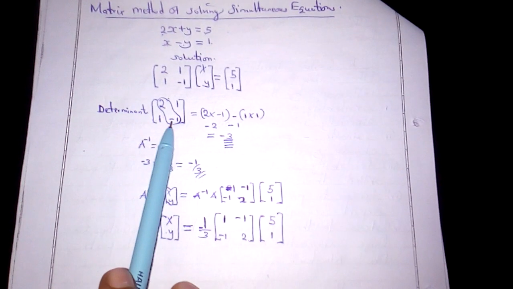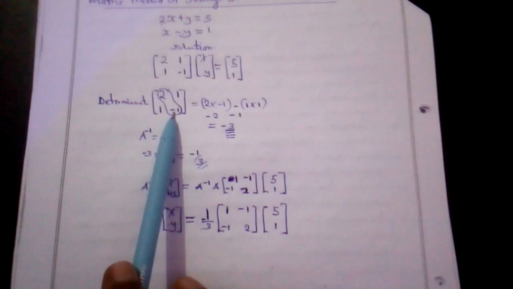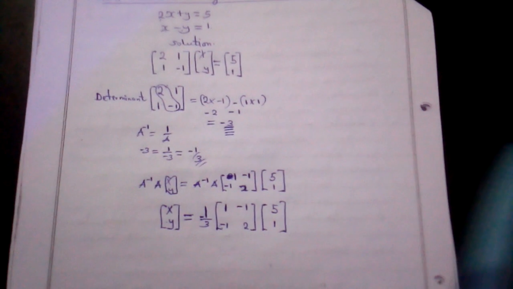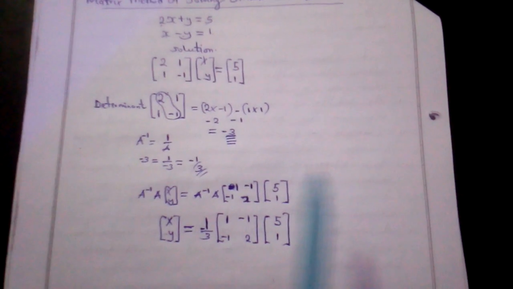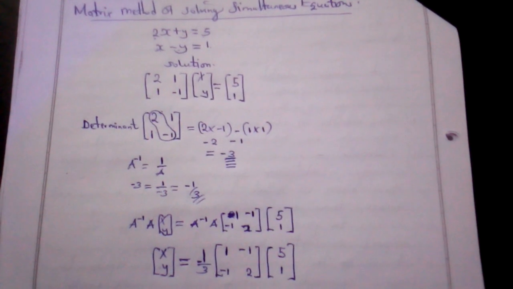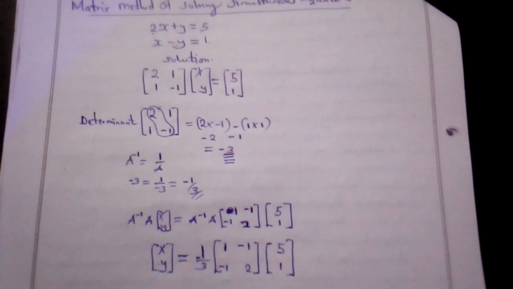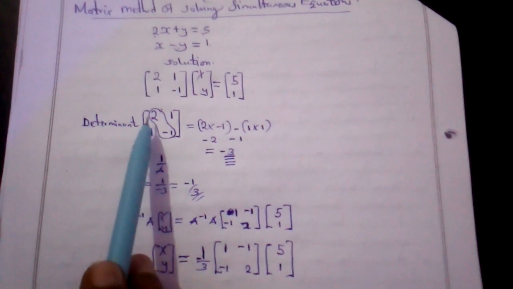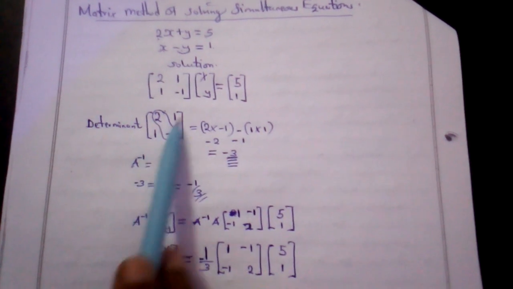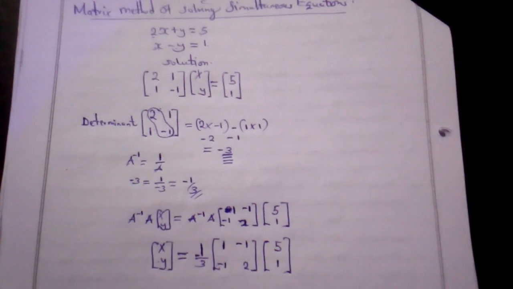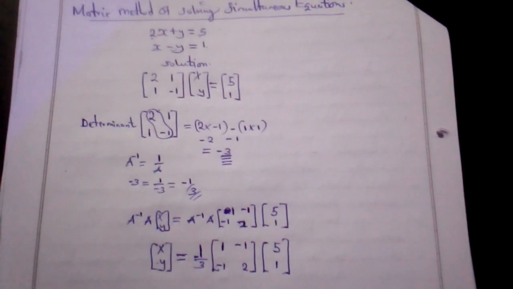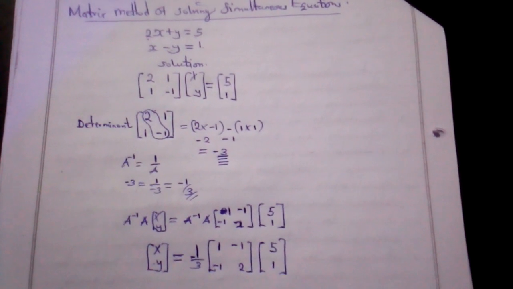We are interchanging this. You interchange the leading diagonal, that is 2 and 1, and then change the signs of the remaining. Change the signs of the remaining.